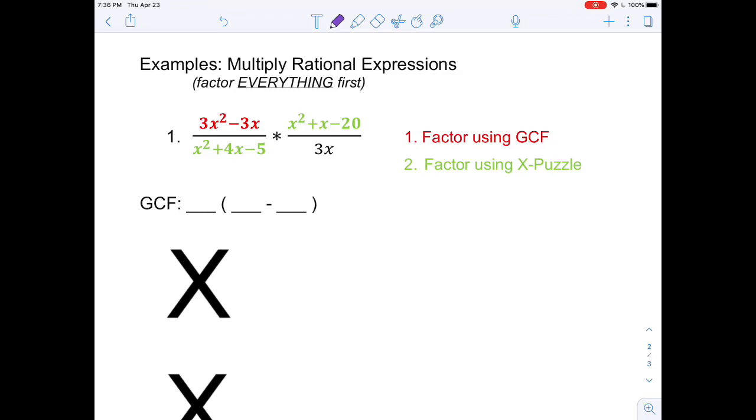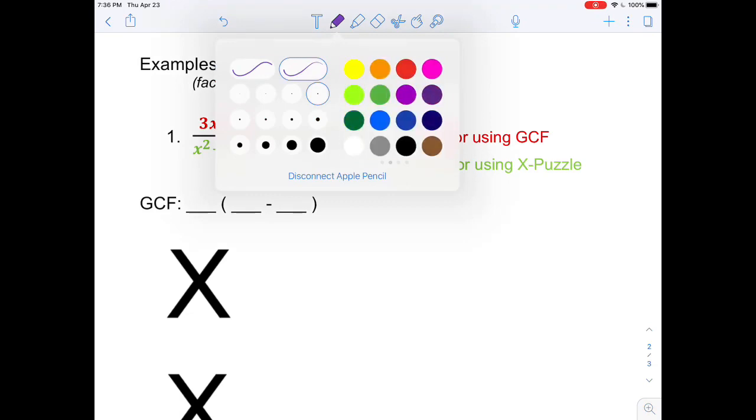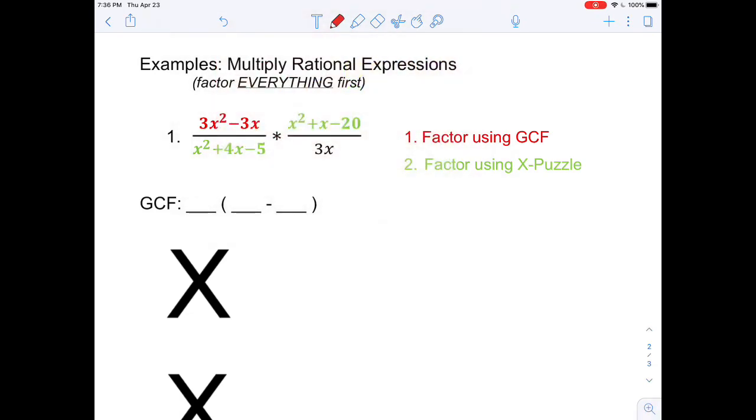So if we look at this first one, I'm going to change the color here to color code it with what's here. If we look at this, we basically have four separate polynomials. We have one on top and bottom of the first rational expression and one on top and bottom of the second rational expression. We need to look at simplifying these as much as we can by factoring.